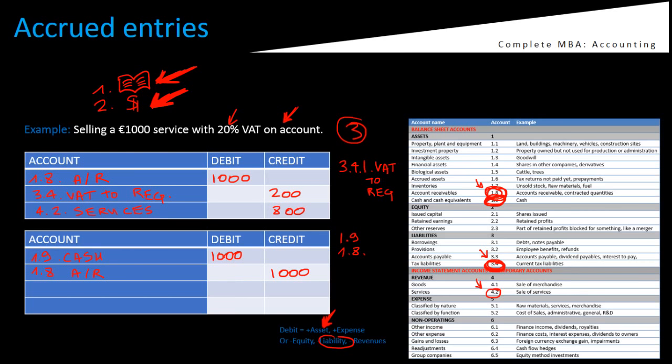So I'm going to put that here as 3.4.1, which is VAT to regularize. It's the debit because it's a decrease in liability. So we will move the 200 euro here, and the 3.4.2 VAT collected is the one being credited. That is how it goes. That's your first triple entry transaction with accrual method.